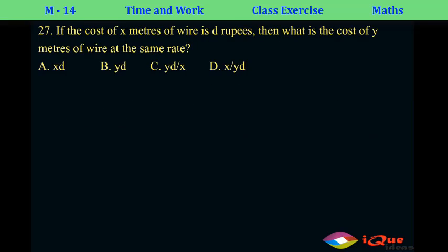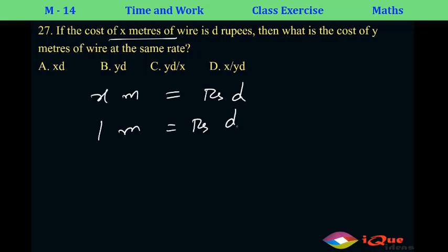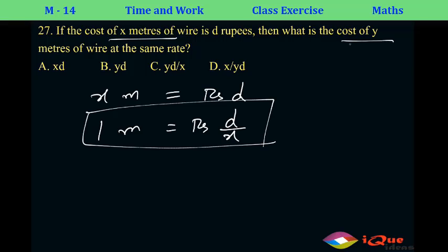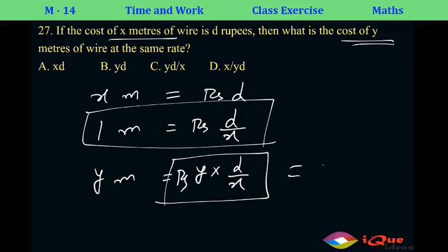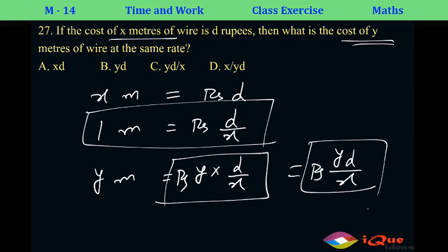Now this question says the cost of X meter is equal to D rupees. So 1 meter will be equal to rupees D by X. Right? Now the question says, what is the cost of Y meters of the wire? So Y meter will be straight away equal to Y into D by X rupees. Alright, so look at the options carefully. It is YD upon X rupees, which is option C, the correct answer. Alright, now let's go to the next question.